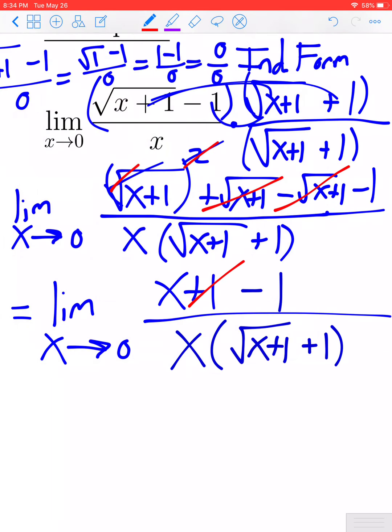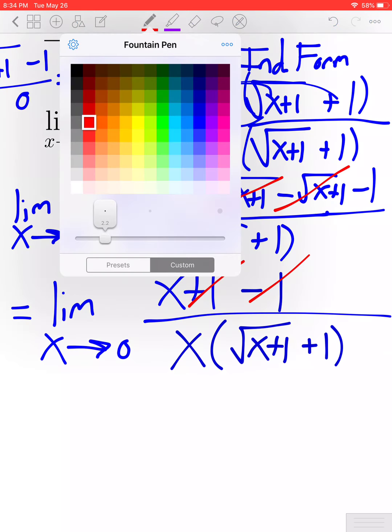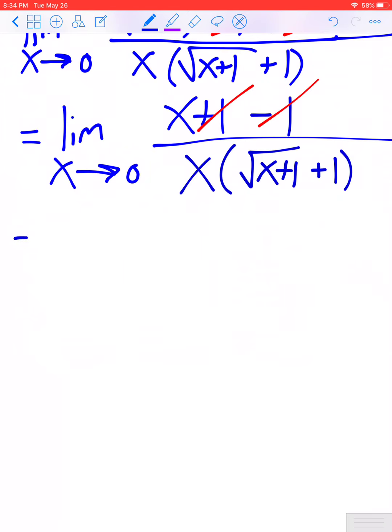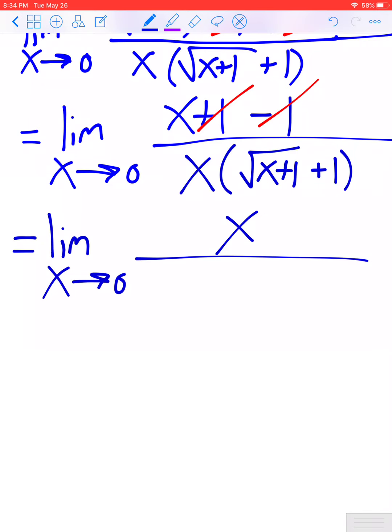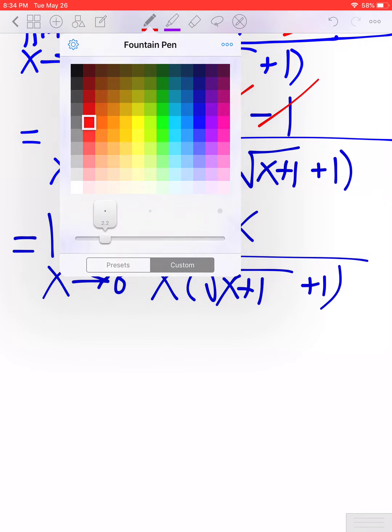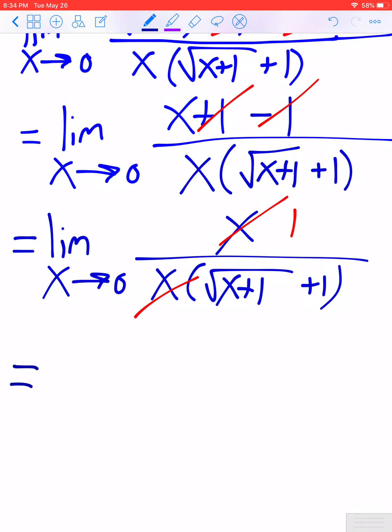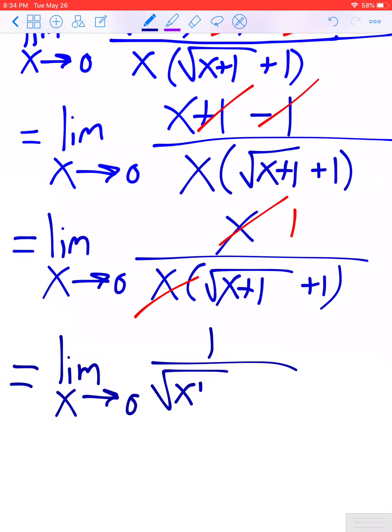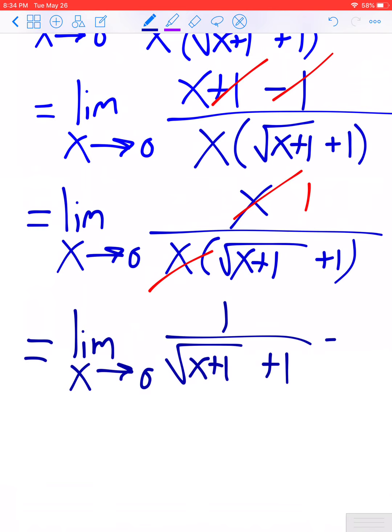Now in the numerator, the positive 1 and the negative 1 cancel. So this is equal to the limit as x approaches 0 of x over x times the square root of x plus 1 plus 1. And now that common factor of x cancels. So what we're left with, after we've rationalized the numerator, is the limit as x approaches 0 of 1 divided by the square root of x plus 1 plus 1. And this is an expression that is defined at x equals 0.